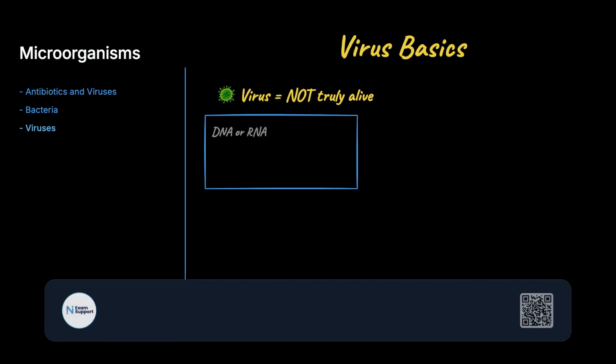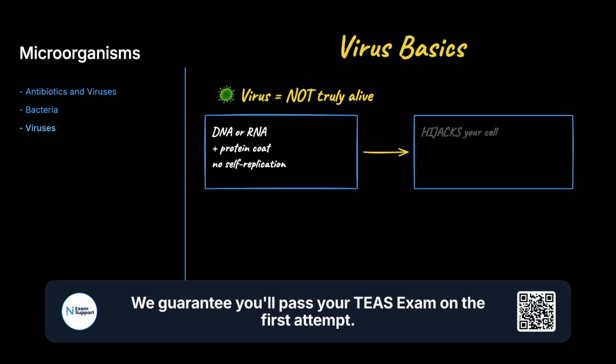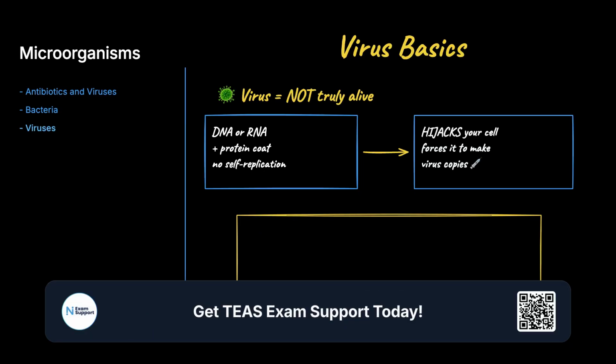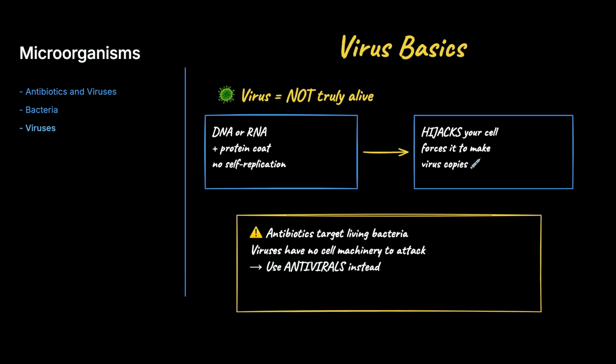Viruses are the real troublemakers. A virus is not even truly alive. It is just a scrap of DNA or RNA wrapped in a protein coat with no way to reproduce by itself. It must hijack one of your cells and force that cell to build copies. That dependence is why antibiotics fail and why we use antivirals instead.